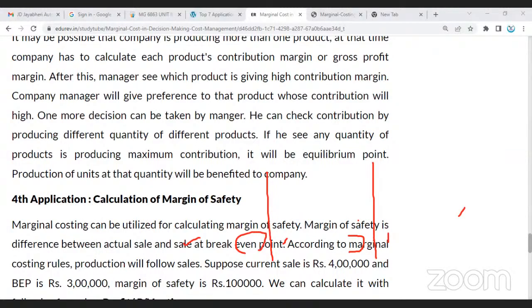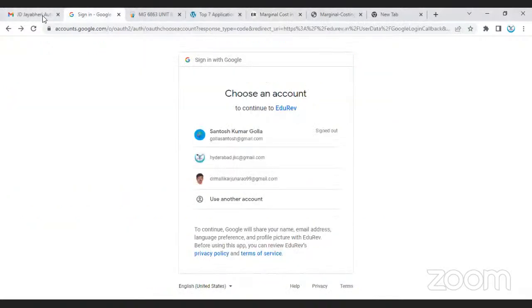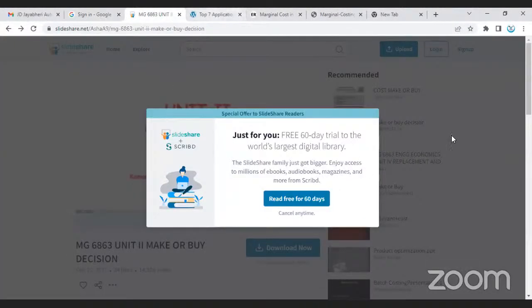So we take decisions using these marginal costing applications. The fourth one is make or buy decisions. We will make a product or buy a product. Which one is better, to buy a product or make it? Wait a minute, I will show you one more example of make or buy a product.